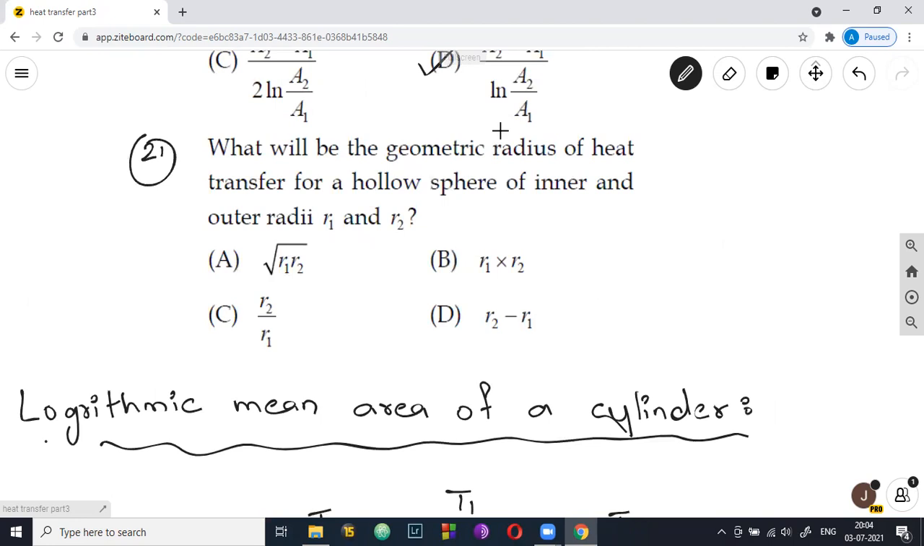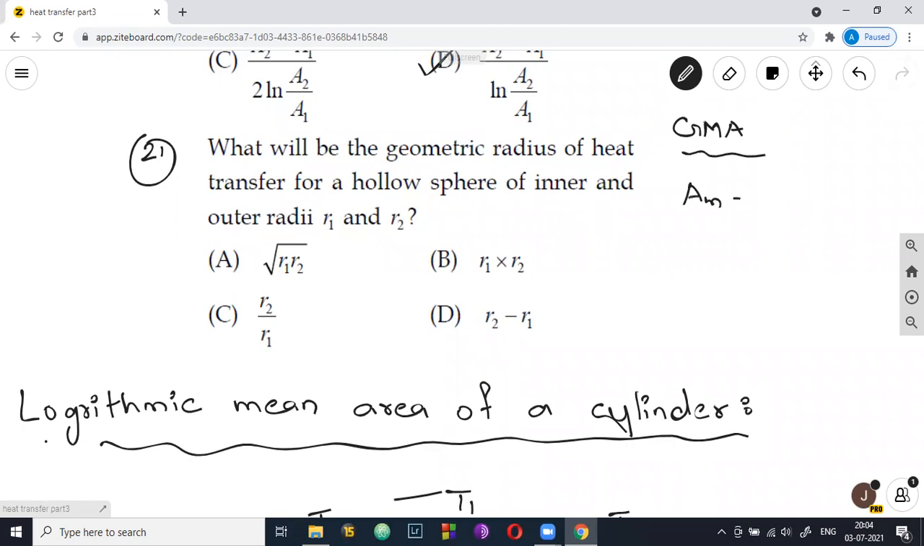What will be the geometric radius of heat transfer for a hollow sphere of inner and outer radius R1 and R2? So for a cylinder, if it is logarithmic mean area, then for a sphere, it is geometric mean area. For a sphere, it is GMA. So what is the formula for that?